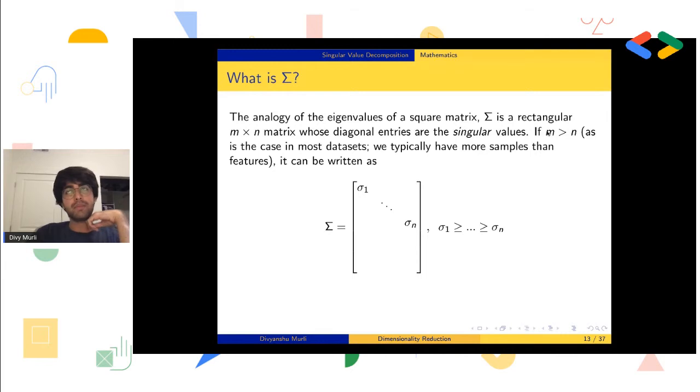For simplicity, I'm assuming that there are more rows than columns here, and that is the case for most data sets. Typically, in data sets, we have some finite number of features, maybe 5, 10, 15, 20, perhaps. But we can have an arbitrary number of rows, right? Number of samples. So in the case of very large data sets, you can have millions of rows, maybe even billions, perhaps. And by convention, I will just arrange these singular values from greatest to least.